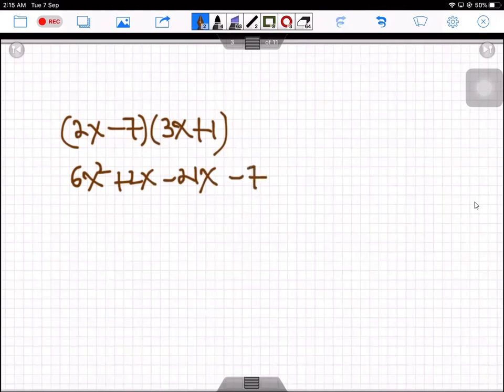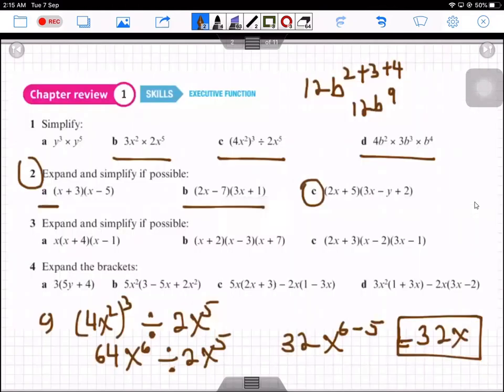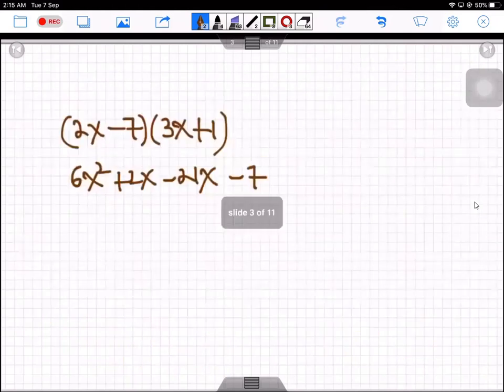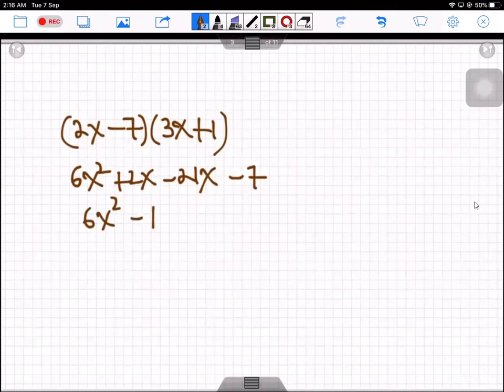Now we need to see whether it is possible to do further simplification, because we have to leave our answer in the most simplified form, as the requirement of the question is expand and simplify if possible. So 6x squared, and then 2x minus 21x gives minus 19x, and then minus 7. This is your final answer.